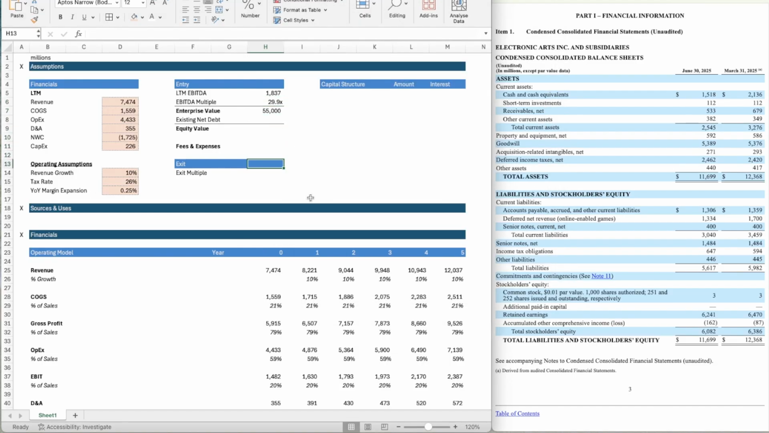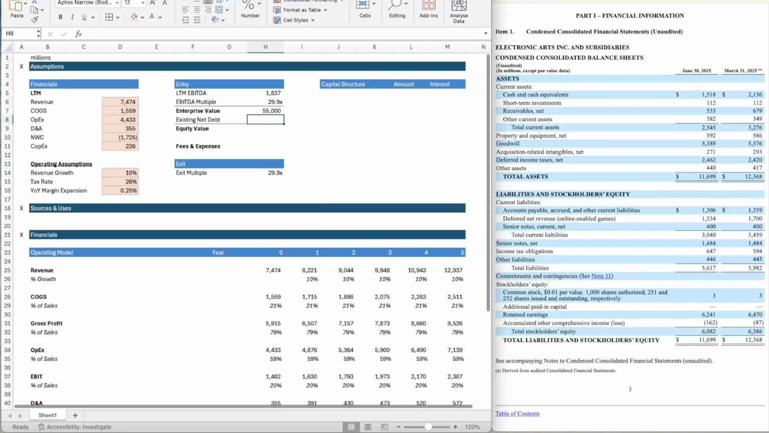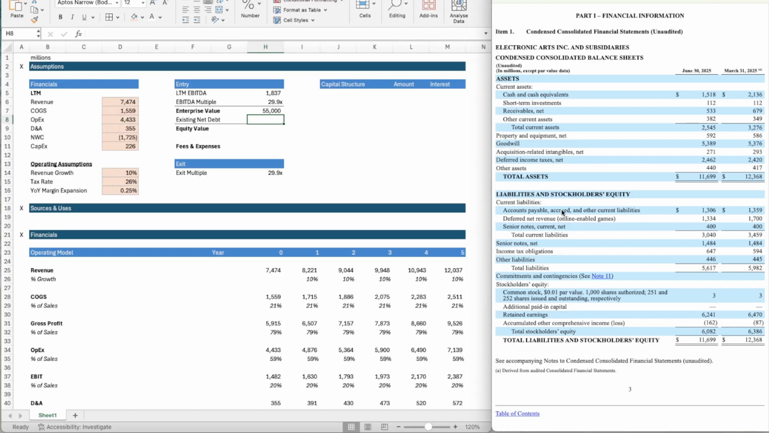Okay, and we'll put the exit multiple equal to the entry multiple. So in 5 years, when they want to sell the company, they've extracted the value of it from it that they want, and they decide to sell it, they'll try and get the same exit multiple that they paid. And in this, it's 29.9 times, which is quite a lot. It's not cheap.